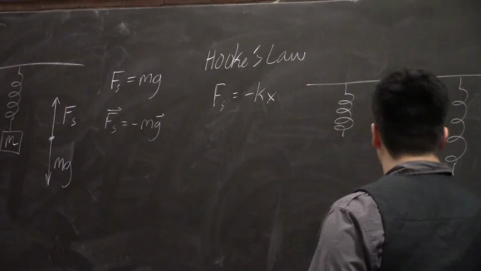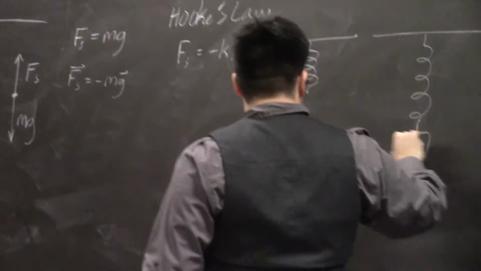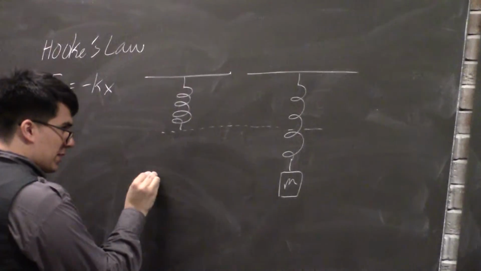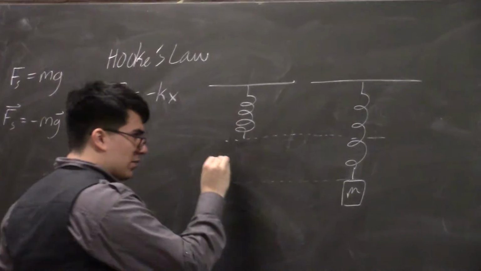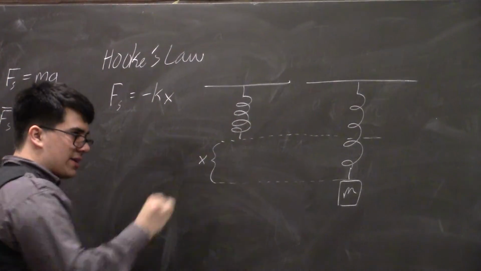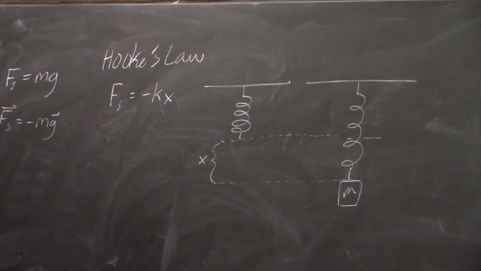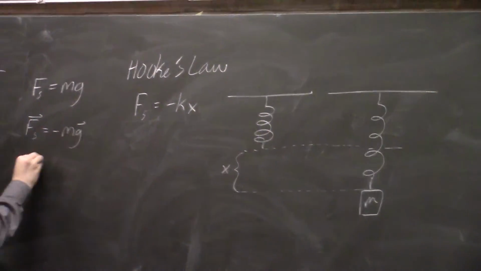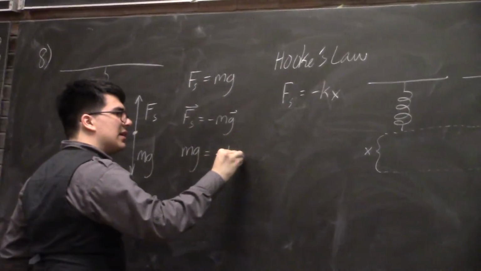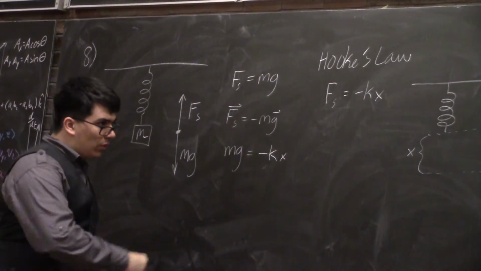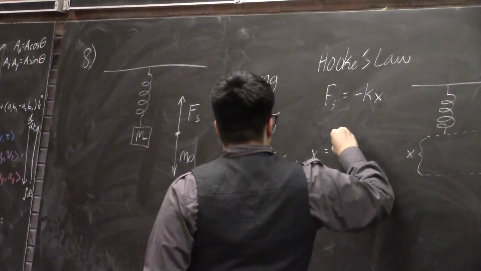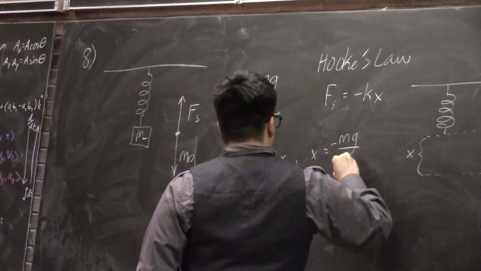Get what I mean? So if I have the mass here, this would be my equilibrium line, and this would be where the mass stretched it, where this distance is my x, right? X is just the distance away from its initial. And so we would get mg is equal to negative kx. Or the actual position, x is equal to negative mg over k.